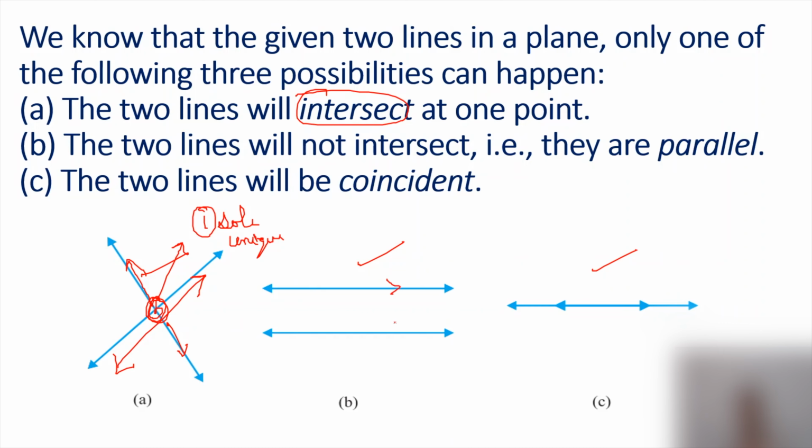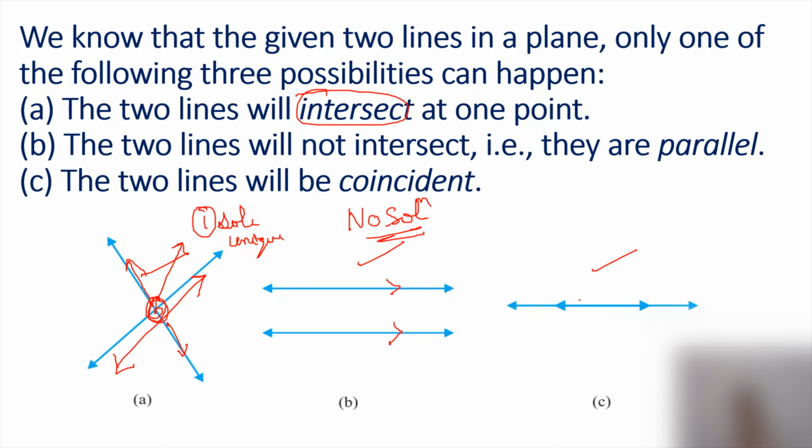Now, if two lines are parallel, it means there is no common solution. They are each going their own way, they are not listening to each other, and whenever someone is not listening to the other, in that case there is no solution for that problem.